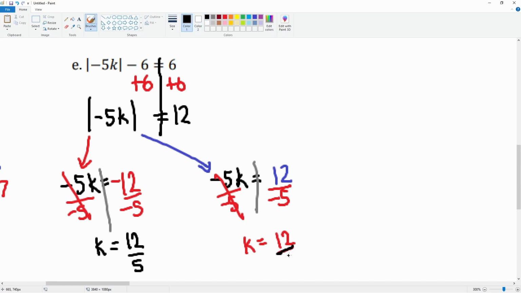All right. So let's see here. Oh, this should be a negative here. It should be k is equal to negative 12 over 5, because this is a positive divided by a negative. All right. So there you go.